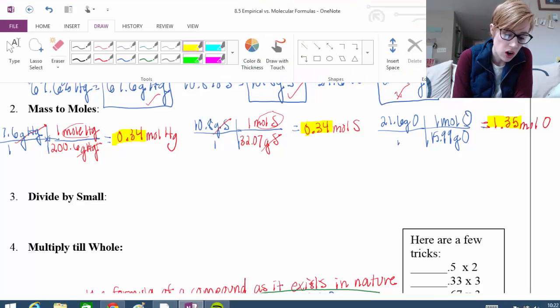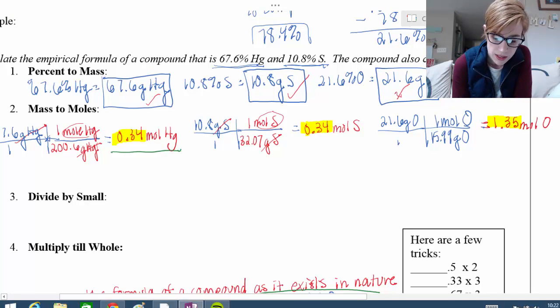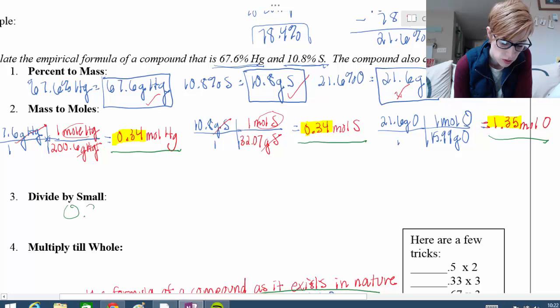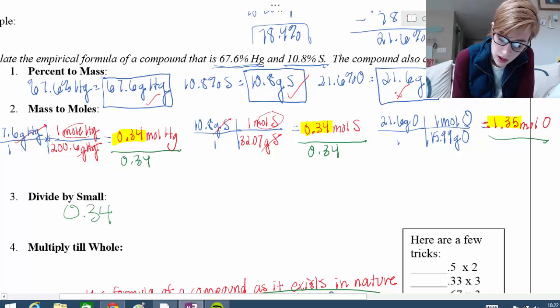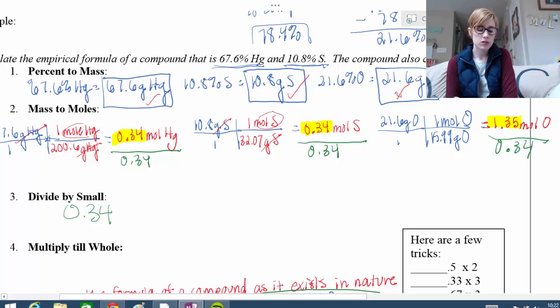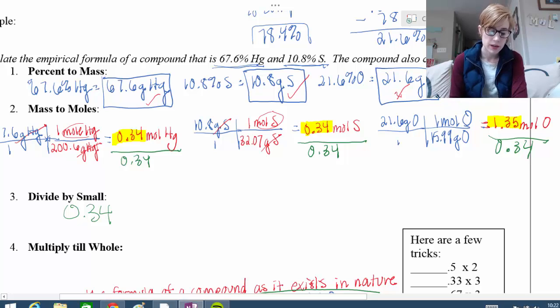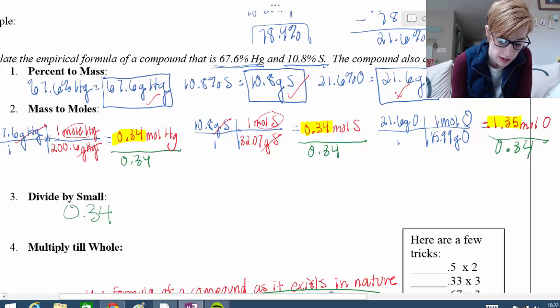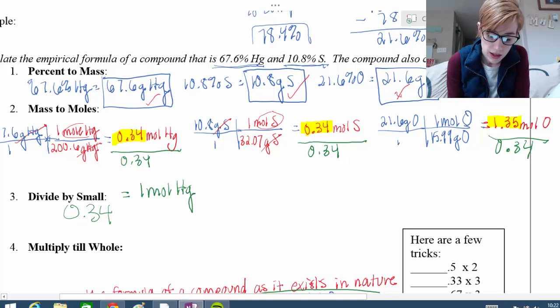So I'm going to divide all of these by my smallest number. The smallest number is 0.34, so all of these are going to be divided by 0.34. I'm really doing this just so I can simplify my numbers. When I take 0.34 moles of mercury and I divide it by 0.34, I end up with 1 mole of mercury. If I do the same for sulfur, I get the same number, 1 mole of sulfur.